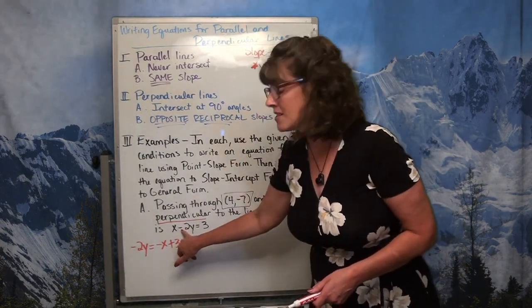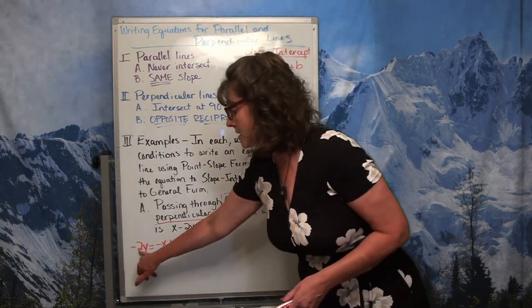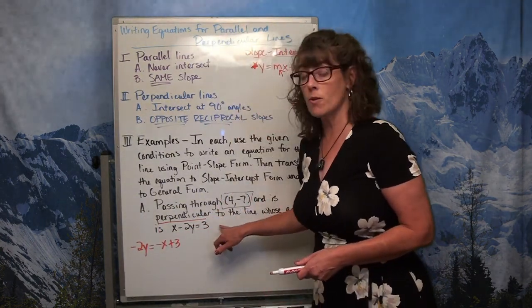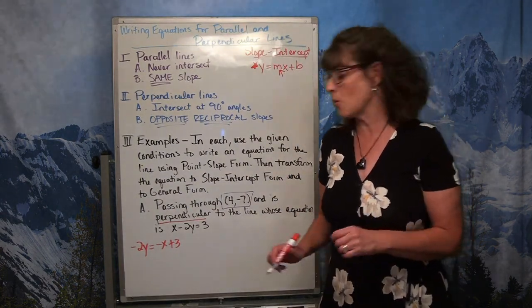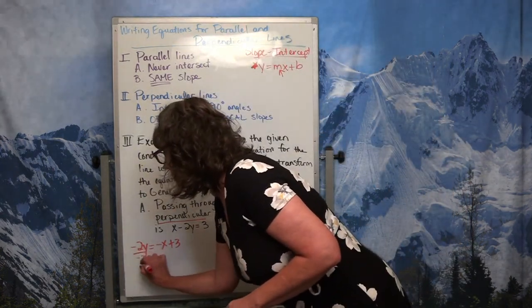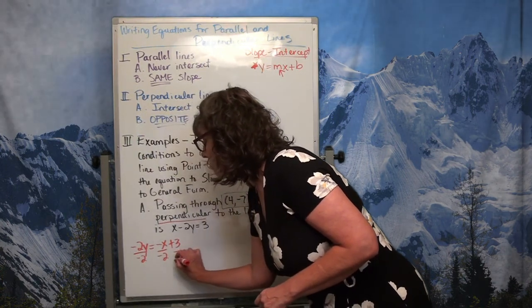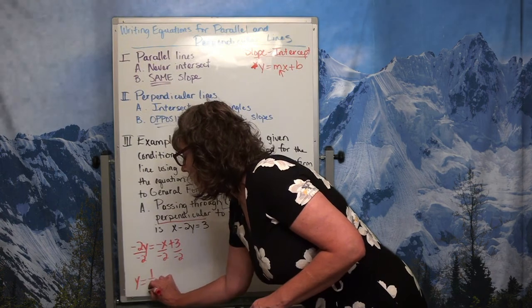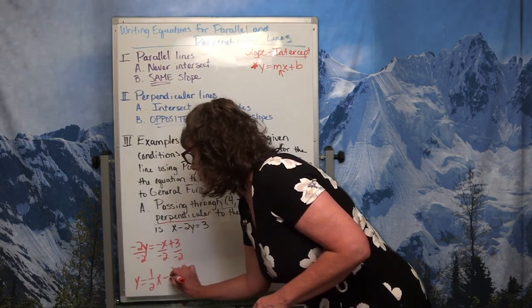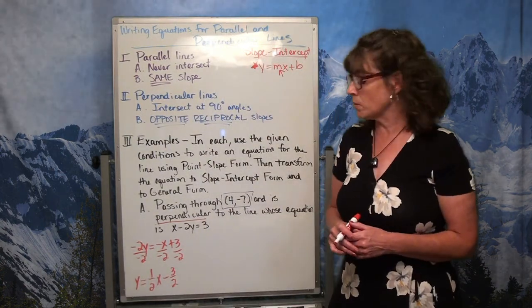So this negative is the name tag for the 2y, and it stays with it. When I slide the x over, I'm subtracting, so it becomes negative. This is positive. I'm so close to getting that y by itself. All I have to do at this point is divide every single term by a -2. That will give me y equals 1/2 x minus 3/2. Now that minus 3/2, I'm not terribly concerned about it.